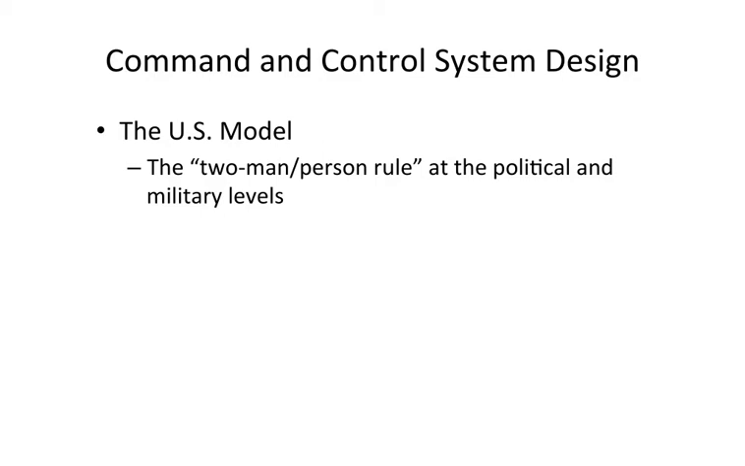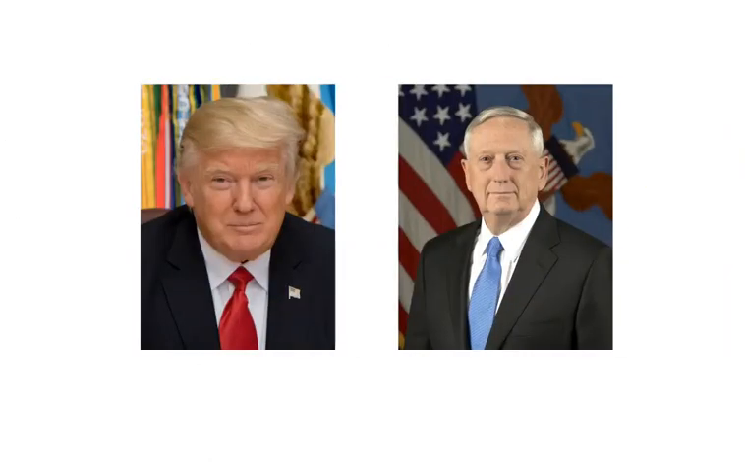The whole idea here is that, in principle, no one individual is able to launch a nuclear weapon system on his or her own. So it requires at least two people, and that is the essence of the two-person rule. Now, the two-person rule applies at both the political level and the military level. Let's look at the political level first. And in the United States, this is what that means.